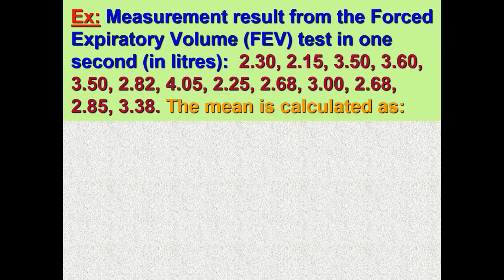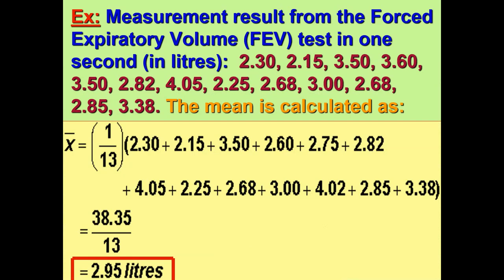Measurement results from the forced expiratory volume FEV test in 1 second in liters: 2.3, 2.15, 3.50, 3.6, 3.5, 2.82, 4.05, 2.25, 2.68, 3, 2.68, 2.85 and 3.38. The mean is calculated, so it will become finally 2.95 liters.